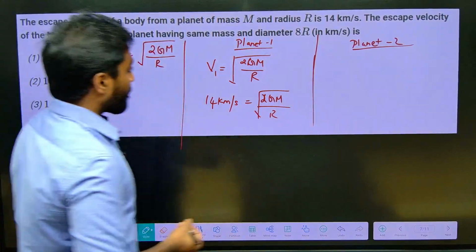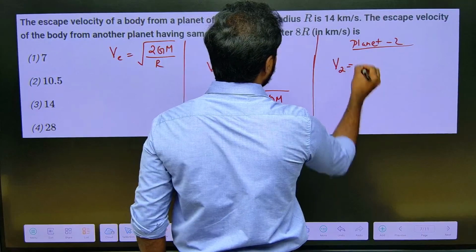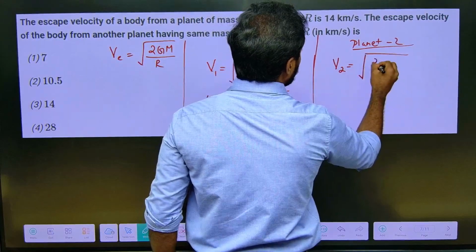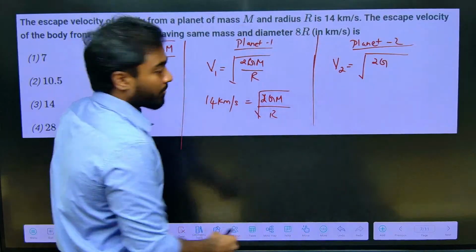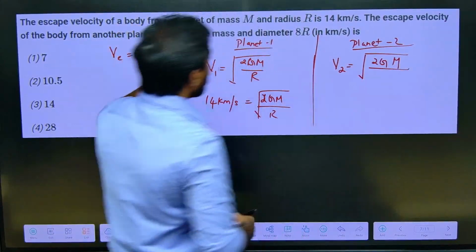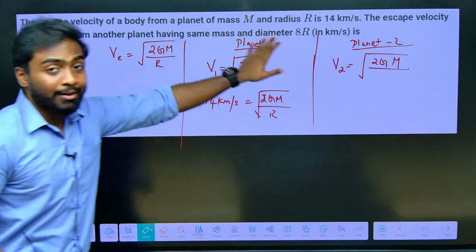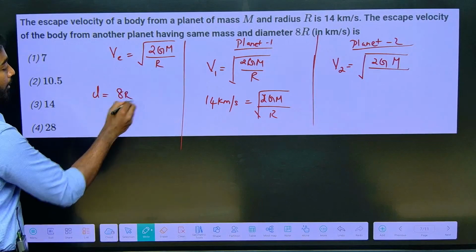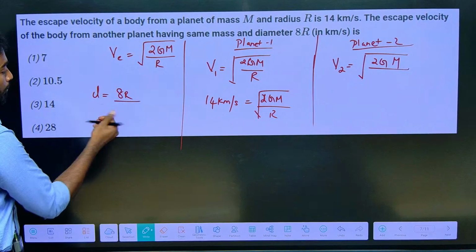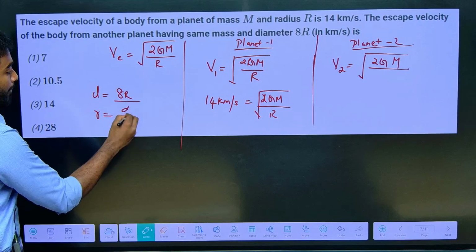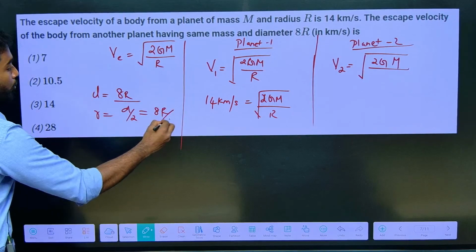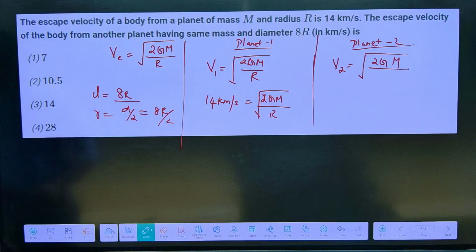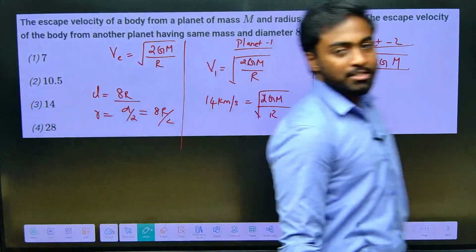Now the next one, escape velocity of planet 2 will be equal to root over 2G, what is m? M is the same, keep m as it is. Radius they have given, sorry, diameter they have given, and radius is the thing I need to take. So diameter d equals 8r, then radius will be d divided by 2, no? So r will be equal to d by 2, which is 8r by 2, right? So can you give the answer for this question now?